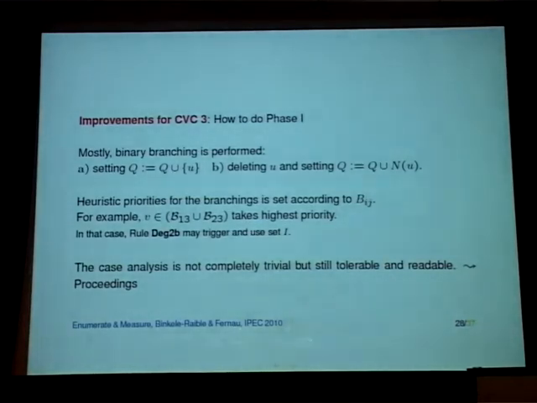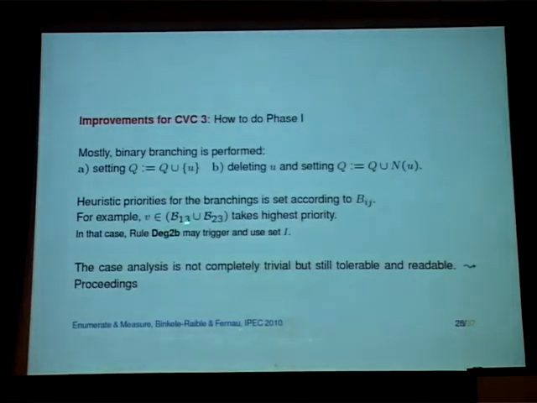So how do we do this branching? Quite simple. It's basically a binary branching. You either put a vertex into Q, so we know that this will be in the vertex cover finally, or its neighbors. That's the classical vertex cover branching. And afterwards, usually reduction rules apply. This can be seen especially because this branching is done in certain stages ordered by heuristic priorities. For example, we say that vertices in these sets take higher priority.